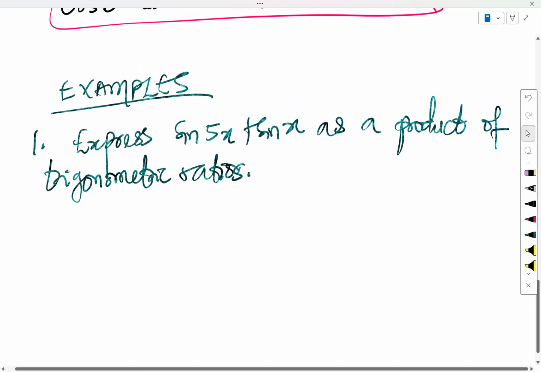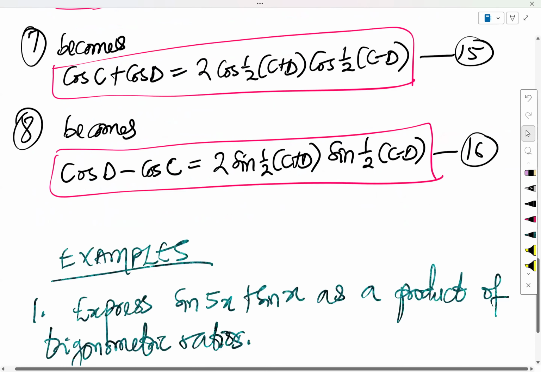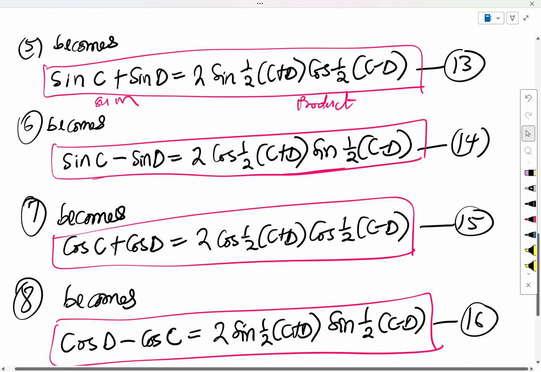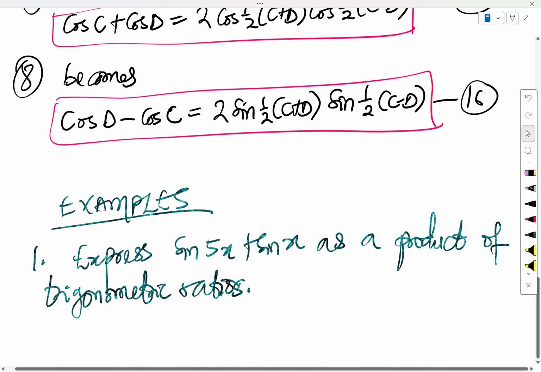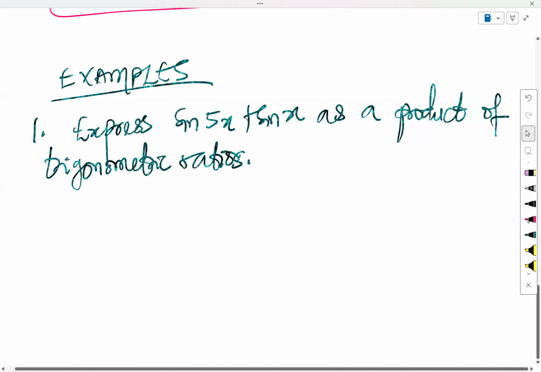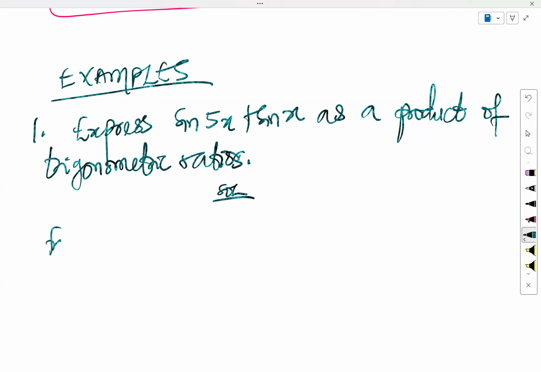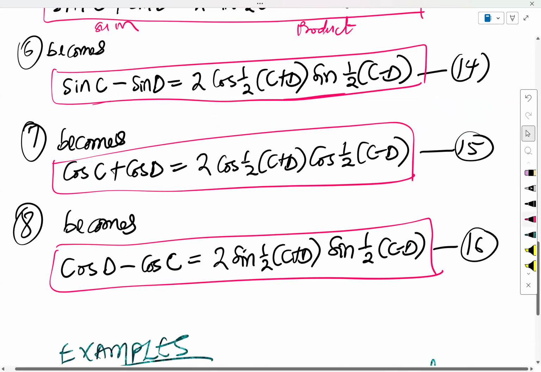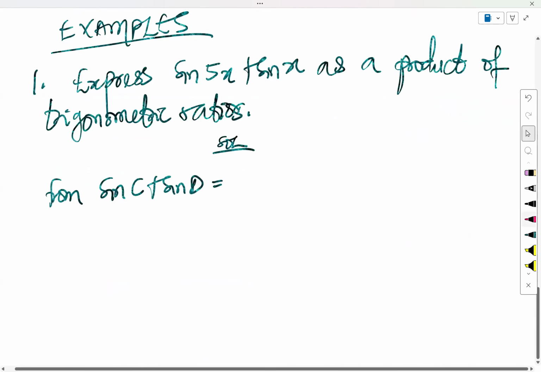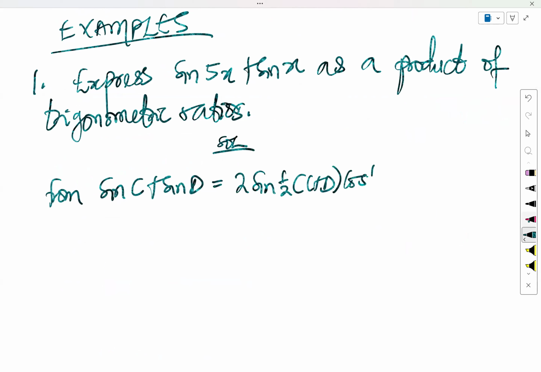You can see already this is sine something plus sine something. So you have to come back to your expressions: where do you have sine something plus sine something? That's like sine C plus sine D. I know sine C plus sine D is 2 sine half C plus D cos half C minus D. Since it is sine something plus sine something, you can take care of that. So sine C plus sine D is equal to 2 sine half C plus D cos half C minus D. That is the expression that really works for that.